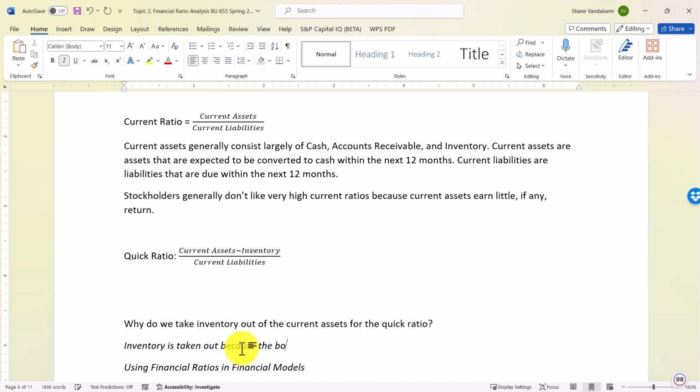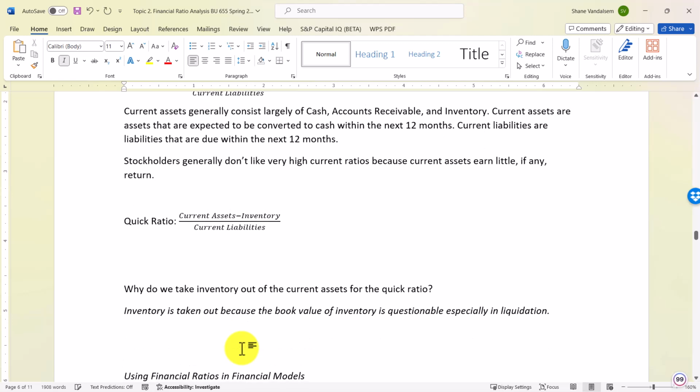because the book value of inventory is questionable, especially in liquidation. So if we're looking at a company that's not doing very well, the value of that inventory may not be what we can get for it.